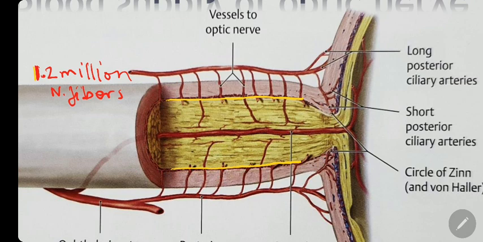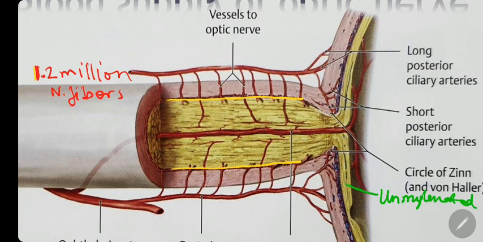Then important is the myelination of these fibers. Let me tell you that the intraocular portion of these second order neurons, the nerve fibers of the retina which are actually forming the optic nerve, this intraocular portion, these nerve fibers are unmyelinated.